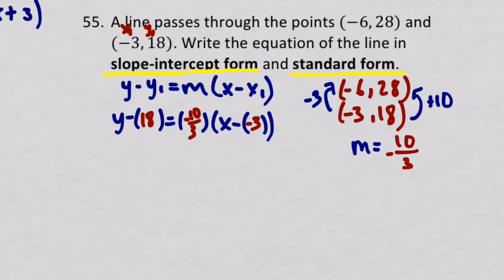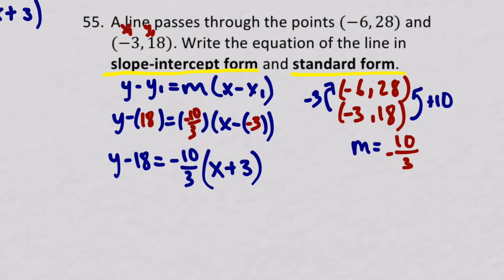We're going to have y minus 18 on the left side equals negative 10 over 3 times x. What's going to happen with minus negative 3 is it's going to turn into plus 3. And that's point slope form, but remember the question is asking me for slope intercept form. So what I'm going to do to change it into slope intercept form is to distribute and then add 18 to both sides. Okay, so let's distribute.